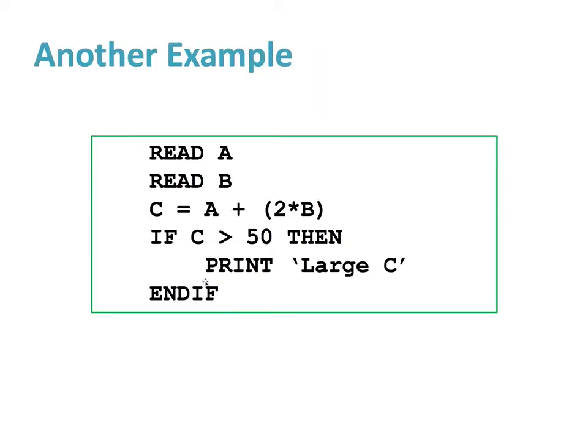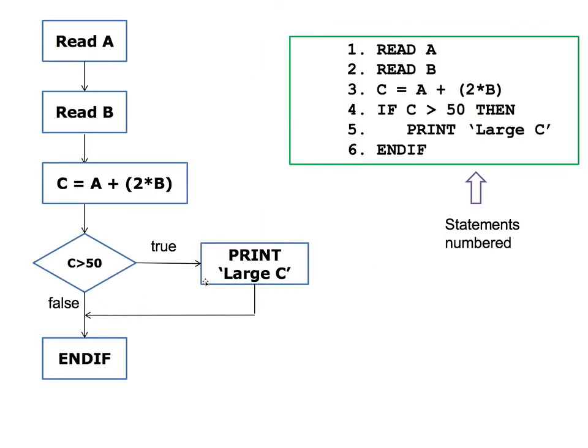Moving ahead, let's have a look at a different example. So we're reading in the two values A and B again. This time we're doing a little bit of an equation. C is equal to A plus 2 times B. A conditional statement checking to see if the value of C is over 50. If so, then we're printing large C out. And then we're ending our if.